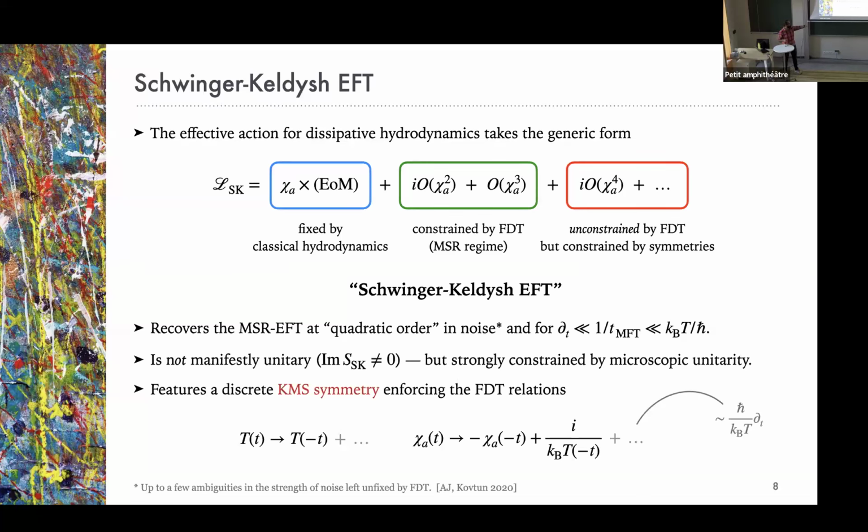So nothing here requires there to be a separate time scale that is different from each other. Okay, thanks.